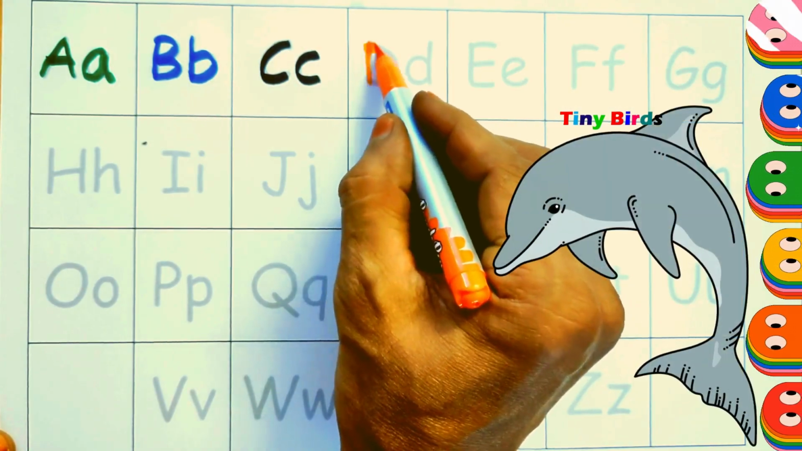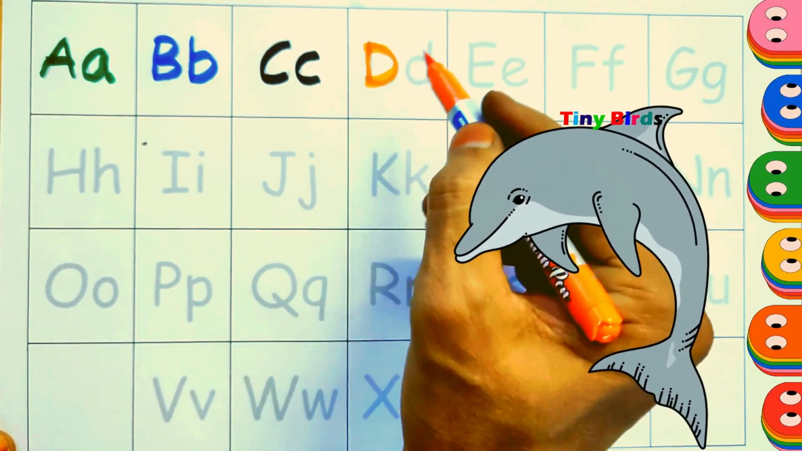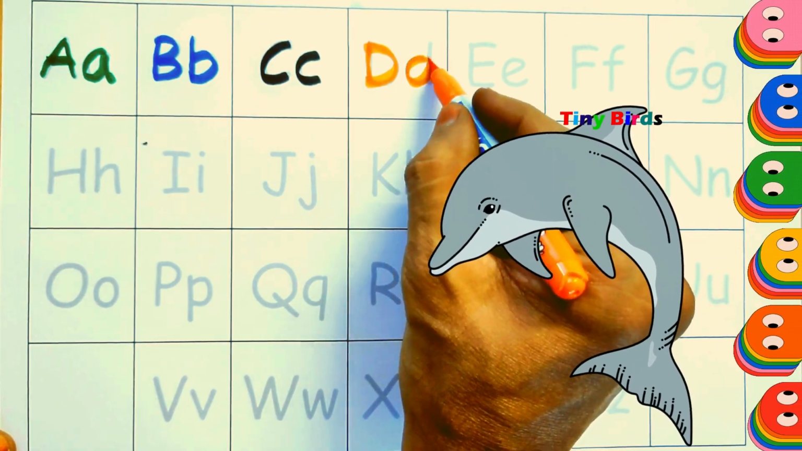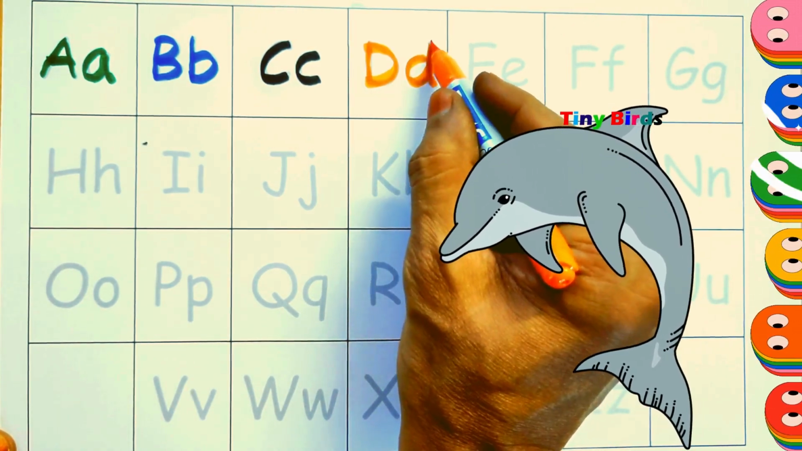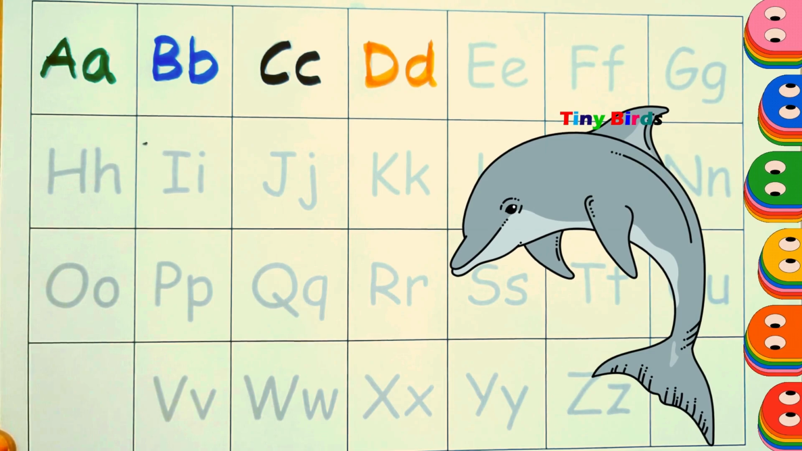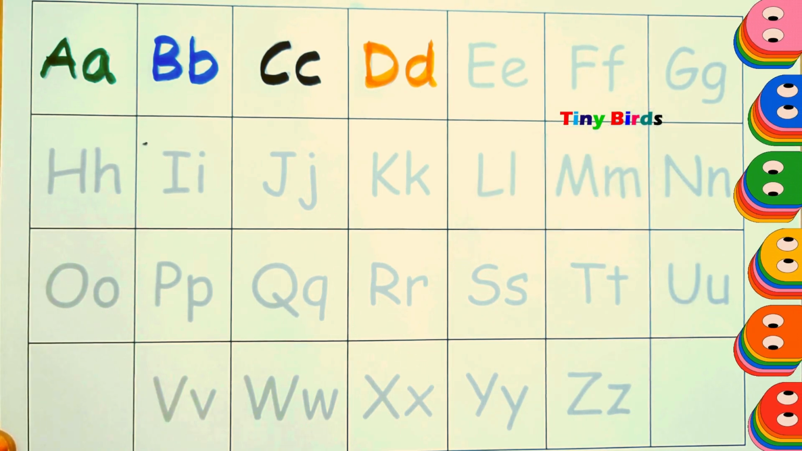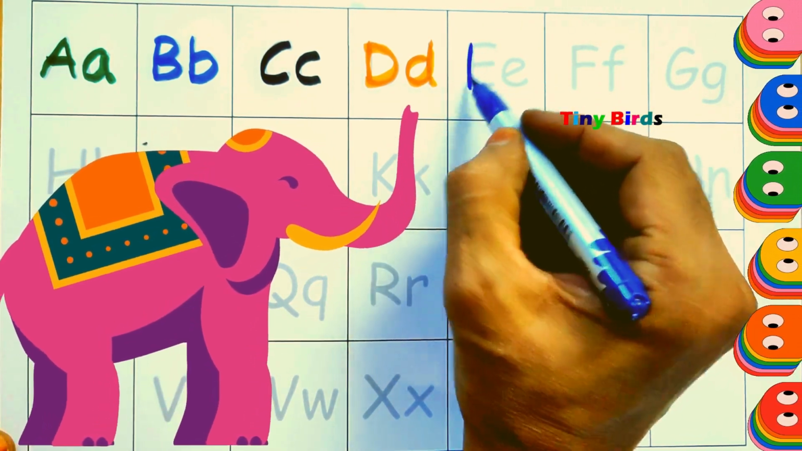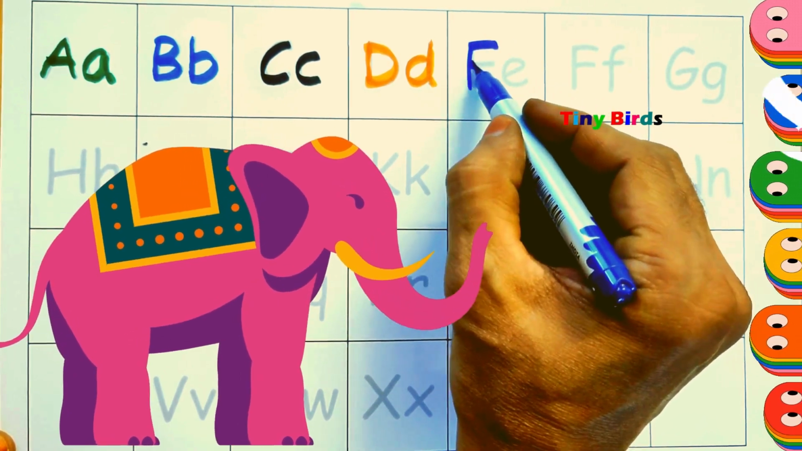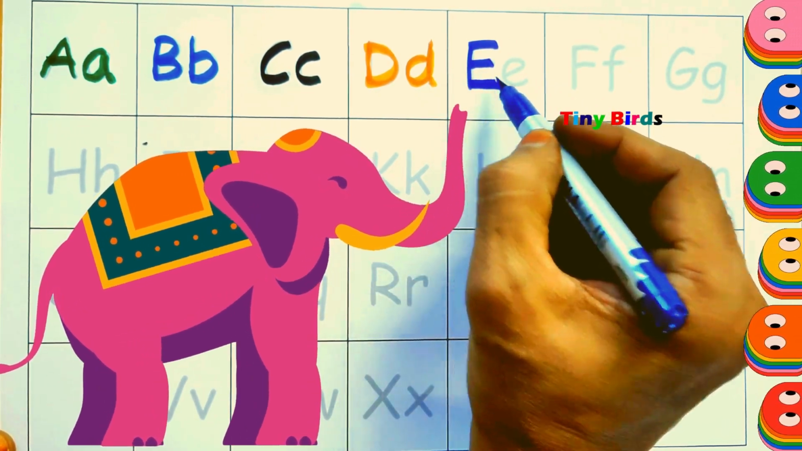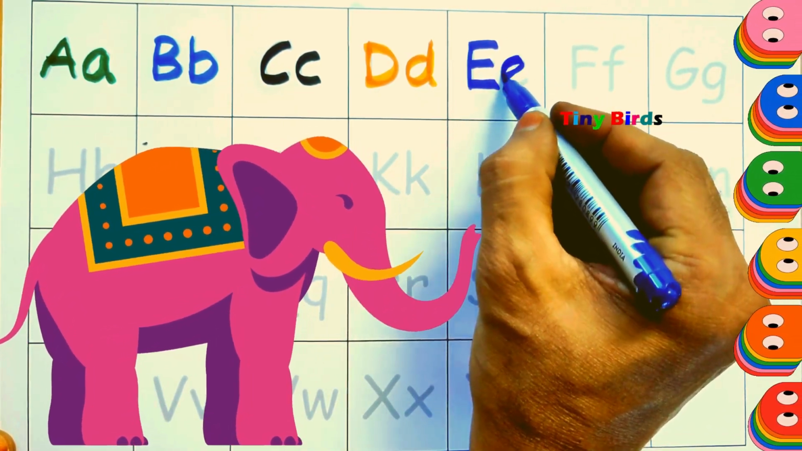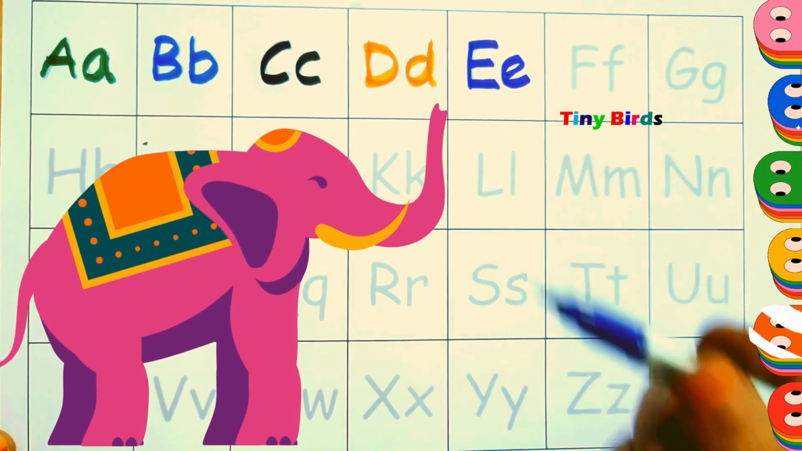D. D for dolphin. D for dolphin. E for elephant. E for elephant.